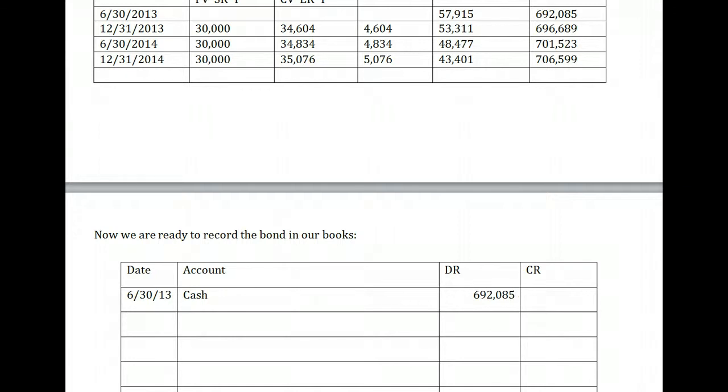Now, we're going to have to pay back $750,000. So when we record the bonds payable, we're going to record it at its full face value. Well, that leaves us a difference of $57,915. Again, we got that by taking the $750,000 and subtracting the $692,085. Okay, what do we call that? Well, since the issue price was less than face, we call this a discount. So we're actually going to hit discount on bonds payable.